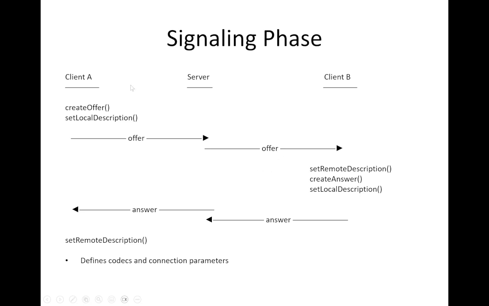Then client B creates an answer. It sets its own local description, and the answer sends the description of client B. Client A, when it receives the answer, sets it as the remote description. Okay, so this is the connection phase.